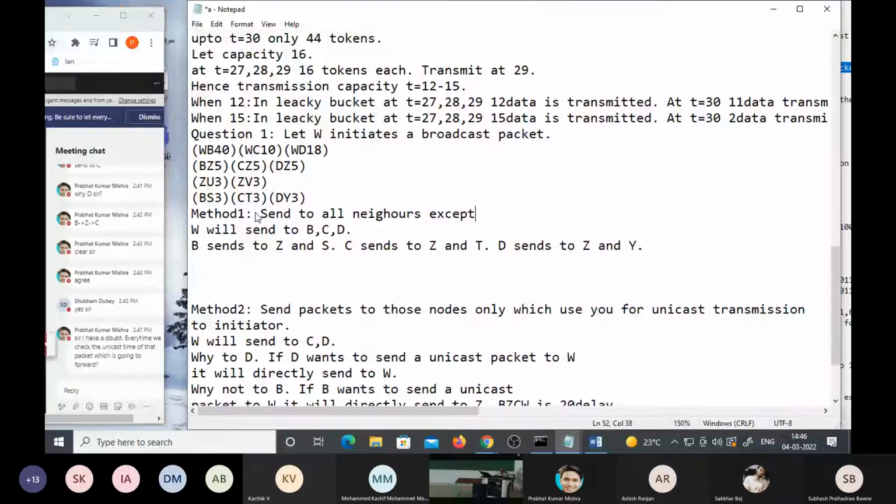Send to all neighbors except the one which sent you. Because W sent the packet to B. B has 3 neighbors: W, Z, and S. B will send to Z and S.